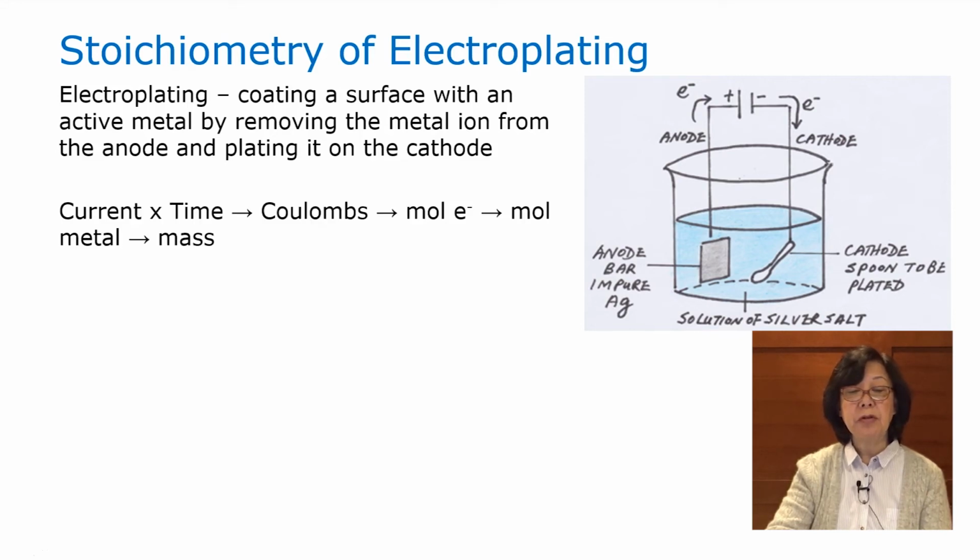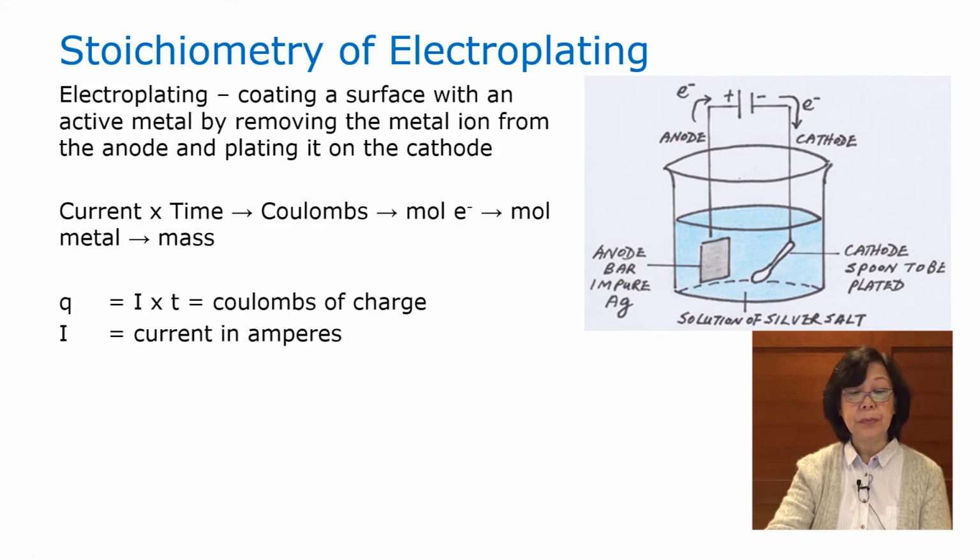And we use stoichiometric mole relationship to calculate the amount of metal deposited. First, we take current times time to give coulombs. And then from coulomb, we use dimensional analysis to convert into moles of electron. And again, using mole relationship to convert into moles of metal. And finally, converting into mass of the metal. Now, Q, the coulomb of charge, is equal to current I in ampere times t, time in seconds.